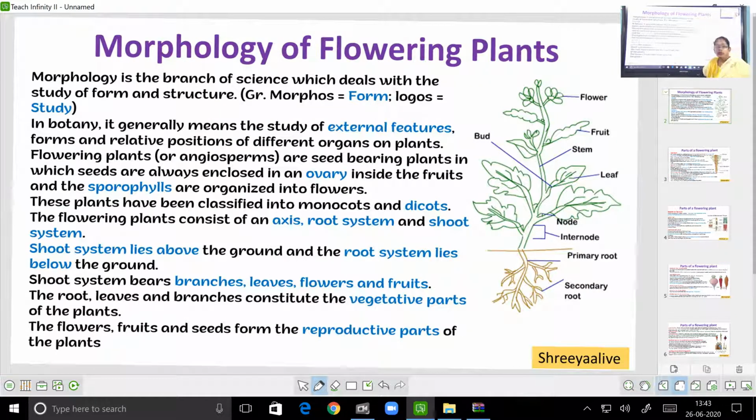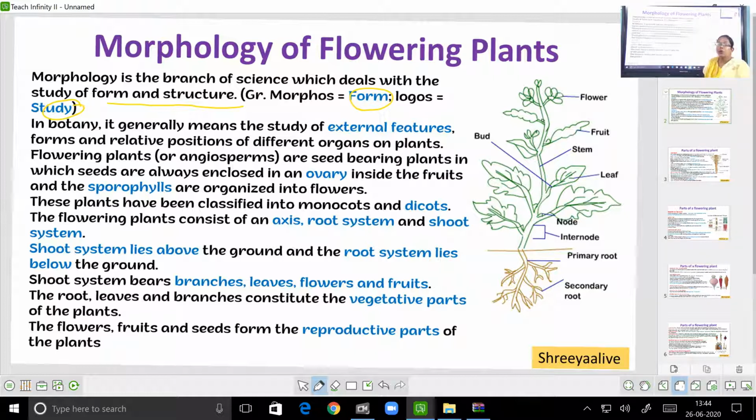To start with, morphology. What is morphology? Morphology is a branch of science which deals with the study of form and structure. I repeat once again, morphology is a branch of science which deals with the study of form and structure. According to Greek, the term morphos means form, and logos means study.